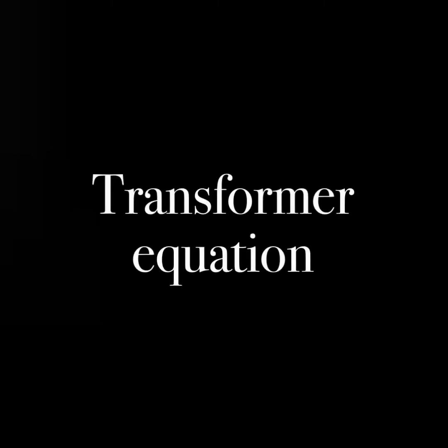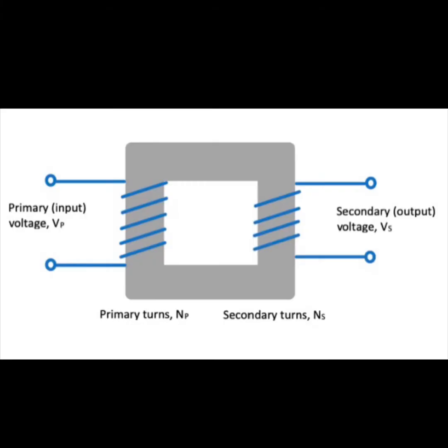Let's complete our lesson about the transformer, and now we are going to talk about the transformer equation. Let's remember first the structure of the transformer. The transformer consists of the iron core and two coils: primary voltage or the input VP, and the secondary voltage output VS. Primary turns, and we said that the turns is the number of the coil turns denoted by NP, and we have secondary turns NS.